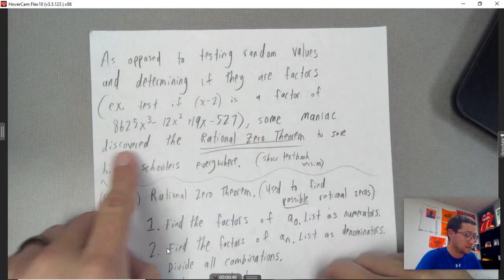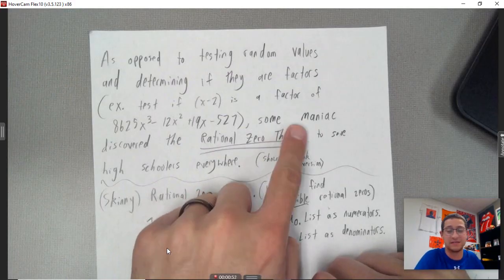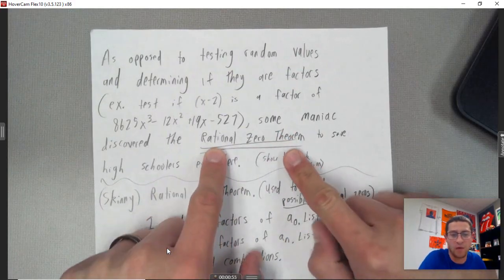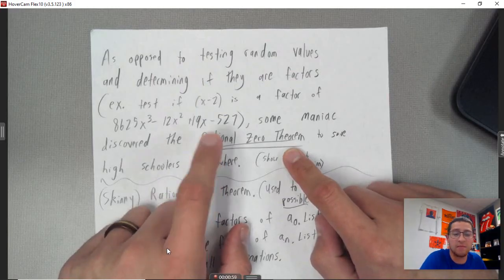Okay, so some maniac discovered the rational zero theorem. I said some maniac because I just think this thing's crazy. But it's just a weird random thing. Anyways. So the rational zero theorem.